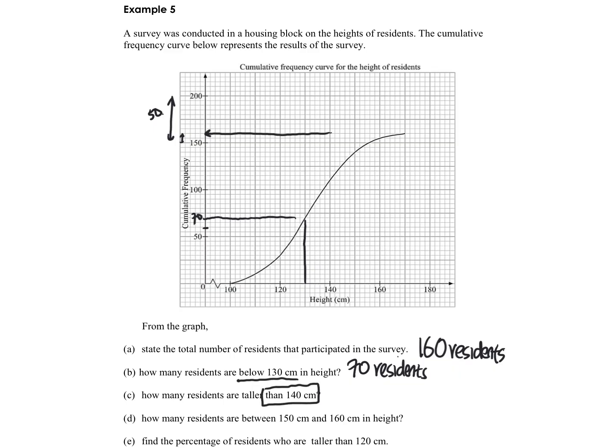Okay, how many residents are taller than 140? Taller means you want the more than part. So you go and read 140. It is at 110 mark. But I want the more than this part, so you should use 160, take away the 110. So 50 residents. So when it's more than, you must subtract. Remember that.